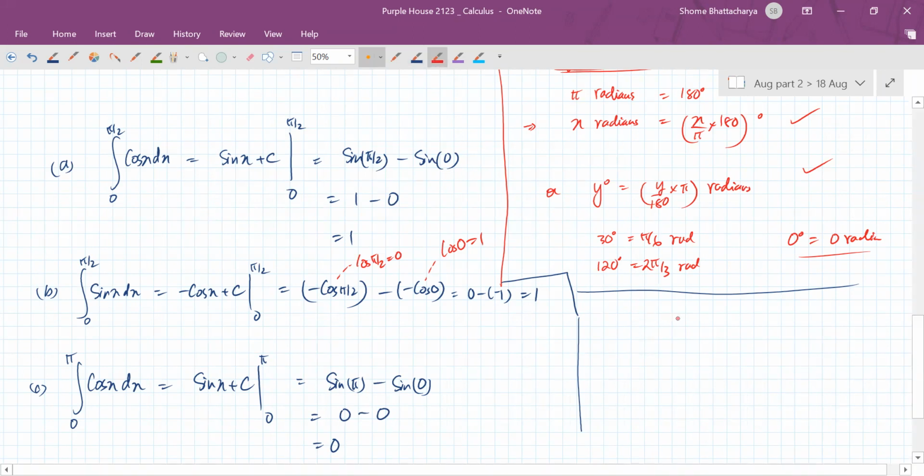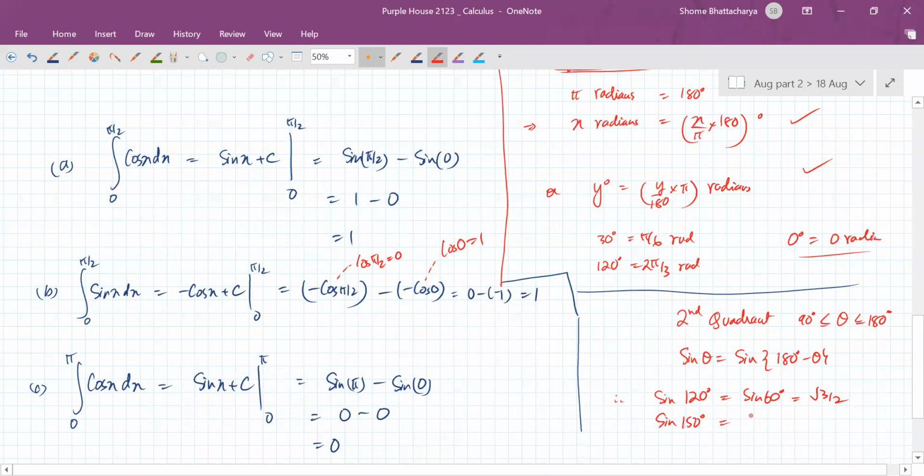You have to remember the way of calculating sine in the second quadrant. When theta is between 90 and 180, we say sine of theta is the same thing as sine of 180 minus theta. So therefore, for example, sine 120 is the same thing as sine 60, which is root 3 by 2. Sine 150 is the same thing as sine 30, which is half. Like that, sine 180 will be the same thing as sine 0, which will be 0.